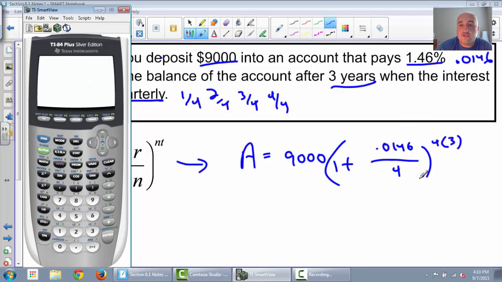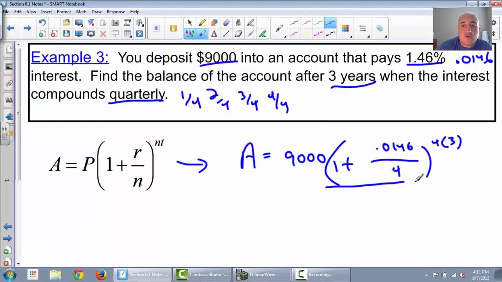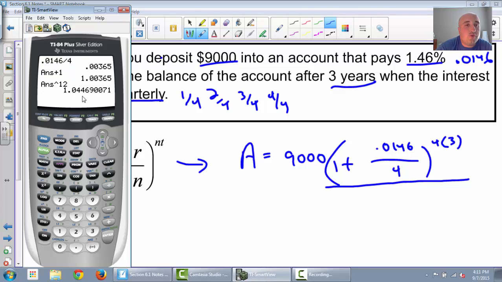I'm going to do my parentheses first, so I'm going to do the division first. 0.0146 divided by 4. I'm now going to add that to the 1 inside the parentheses. Okay, so we get 1.00365. Now I'm going to raise it to the exponent, which is 4 times 3, which is 12. I'm going to enter again. So all of this on the right is equal to 1.0446 and so on. And then the last step would be to multiply it by the 9,000, and that will give us our final money after 3 years. So times 9,000, and that should give us an answer.